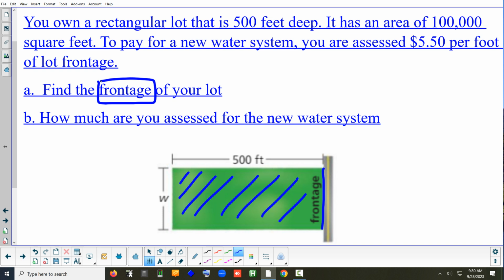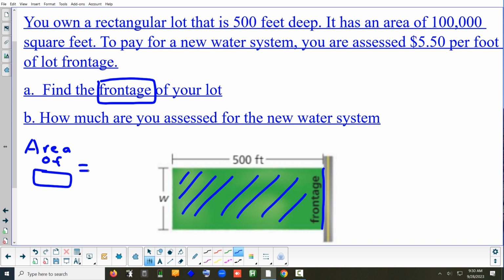What piece of information did they give us about the yard? 100,000 square feet and 500 feet deep. The area is 100,000 square feet. Now, the shape of your yard is what? A rectangle. So does anybody remember the formula for the area of a rectangle?